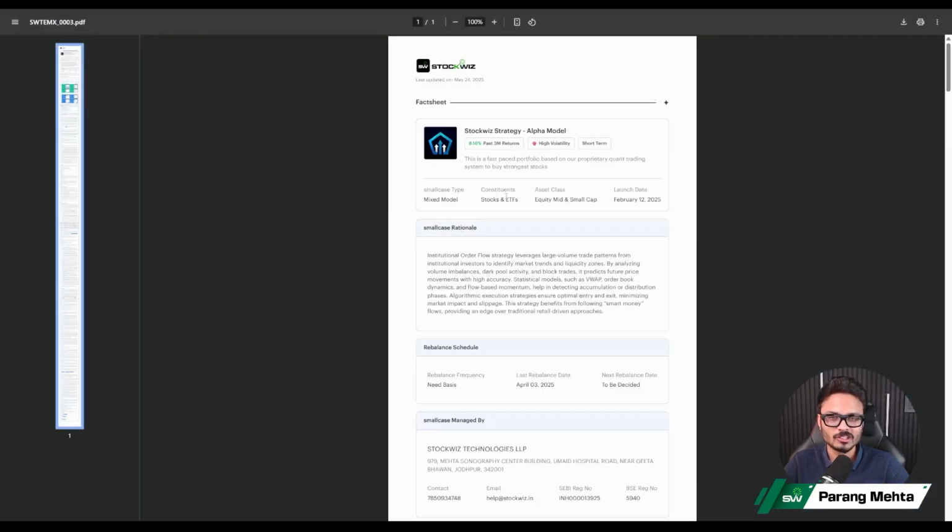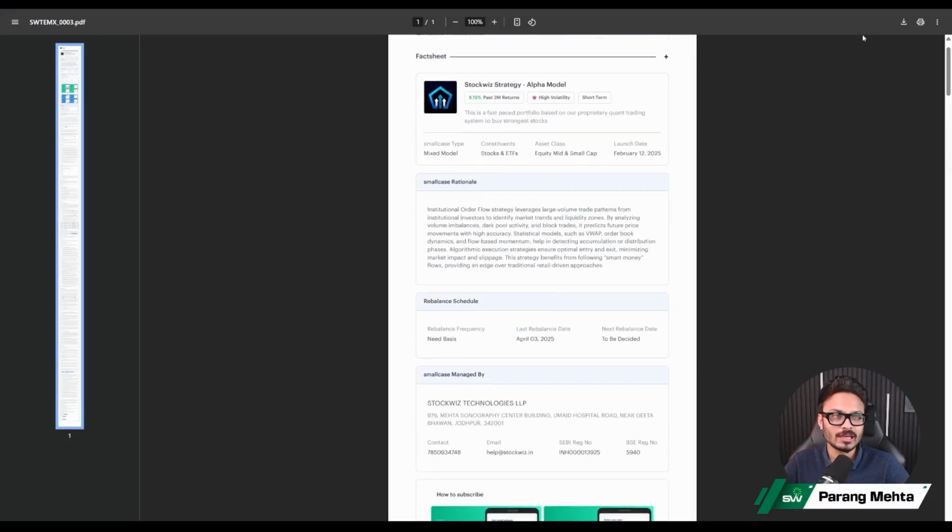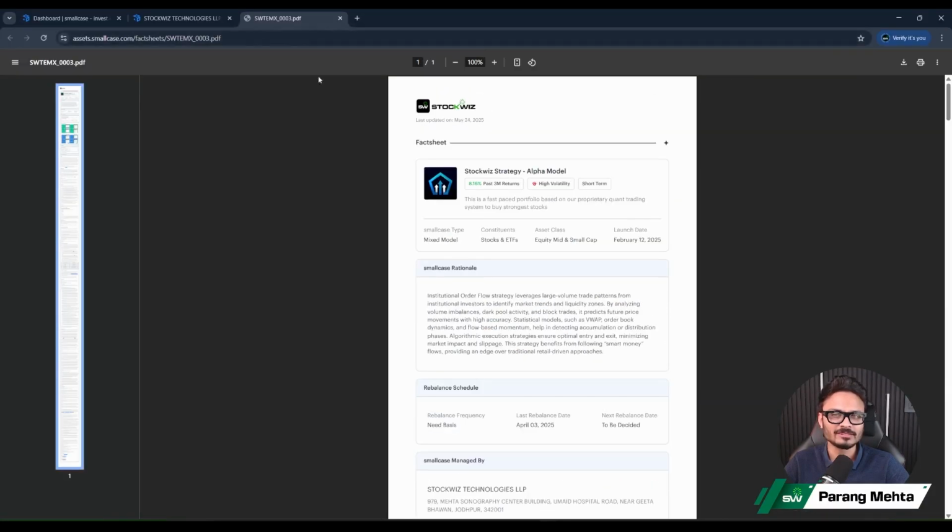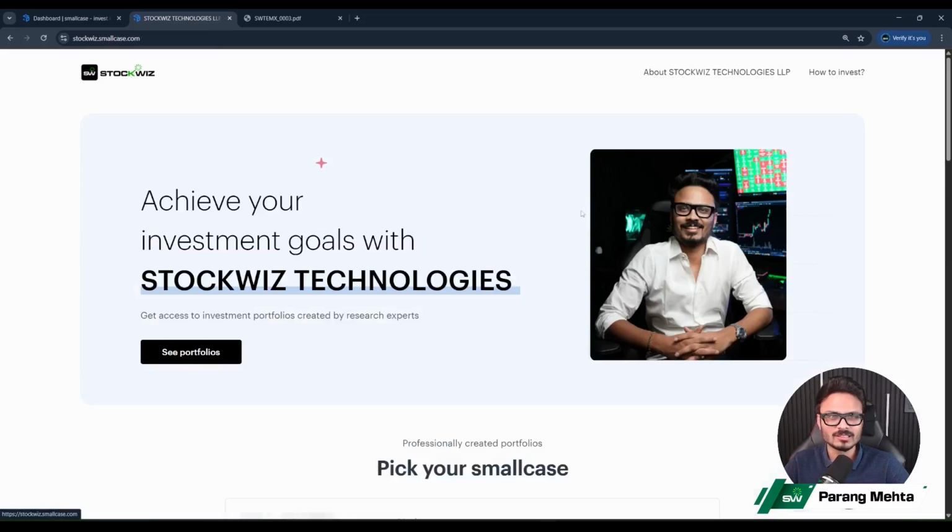You can see the fact sheet, right? So all of that stuff is also something that you can see. So that's how easy it is to invest in a smallcase. It just takes a few minutes, and you're all set, and you can now proceed and start with your investing journey.